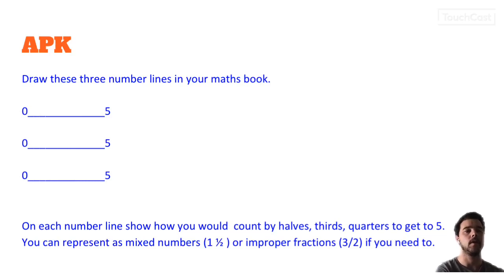So we know fractions can go beyond 1. We can record them as mixed numbers, which you can see here, 1 and a half, or improper fractions. 3/2 means the same thing. So either way, I don't mind how you record it. I just want you to show counting by fractions. So on the first number line, counting by halves all the way to 5, showing that in your book. Then on the next number line, counting by thirds. Then on the next one, counting by quarters. This is going to come in handy when we're adding. So pause now and have a go at that before you move on.